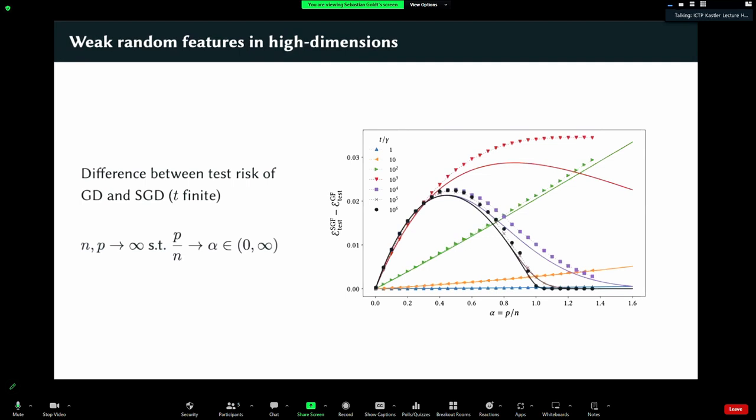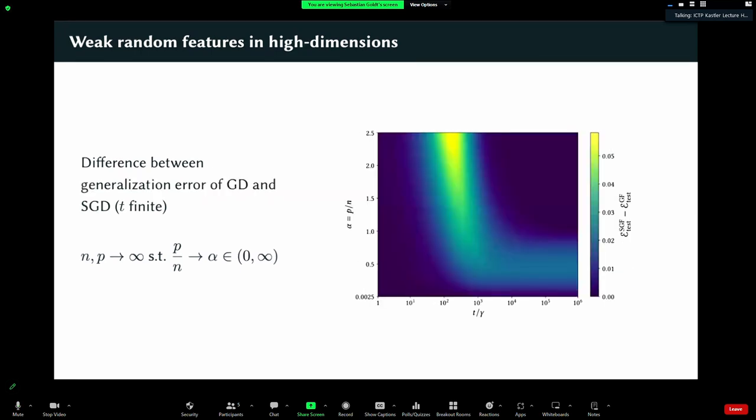Also here, it's important that with this method we are able to compute the whole time evolution. Before, in the previous paper, they had this double descent curve, but just for time going to infinity. Here we solve the whole gradient flow, and also the stochastic corrections for small gamma. And then we can construct some nice figures, like you can see the double descent in a heat map.